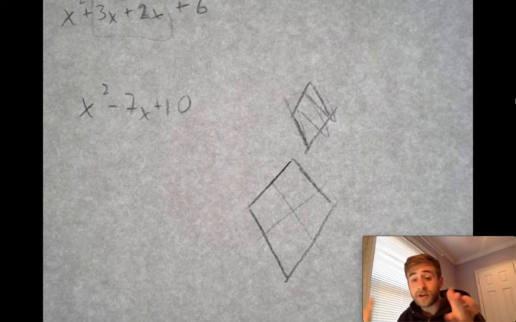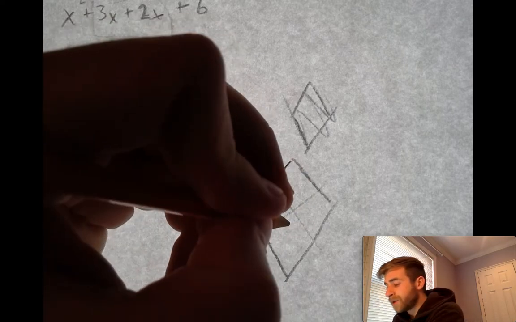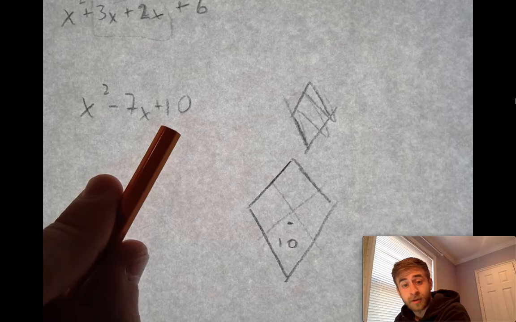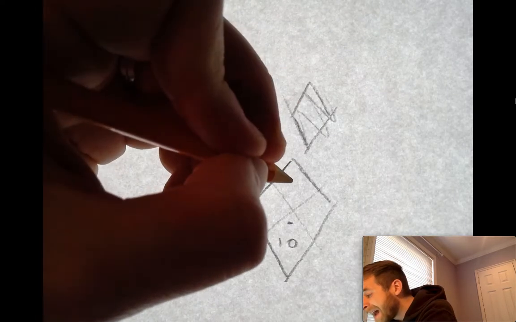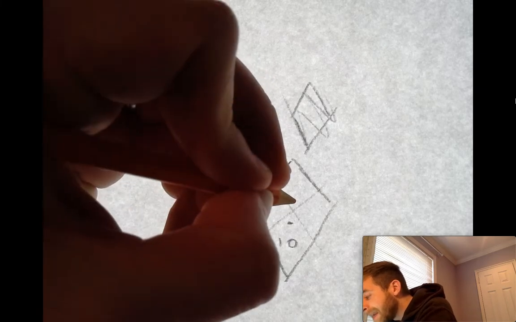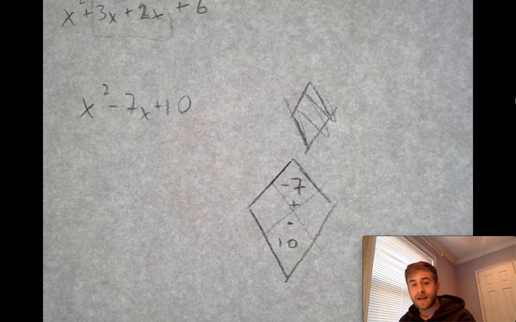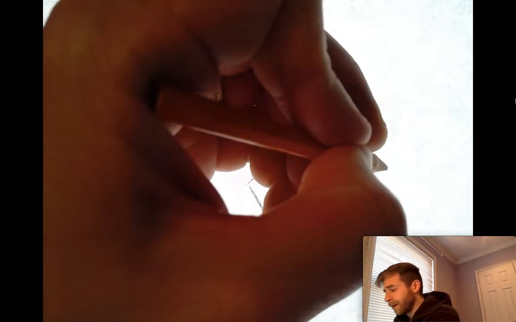Okay, here's your rule. Ready? To use the diamond method, you're going to find two numbers that multiply to the final term, two numbers that multiply to 10, and then two numbers that add to a negative 7. So I'll get the factors for 10. I'll write that over here.